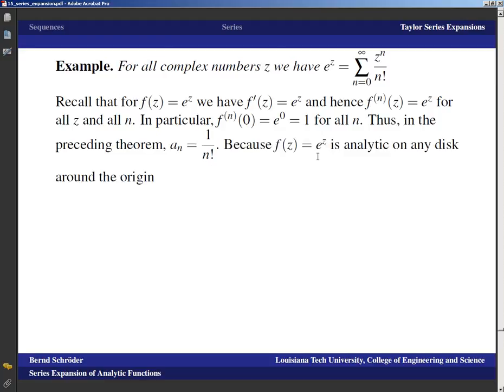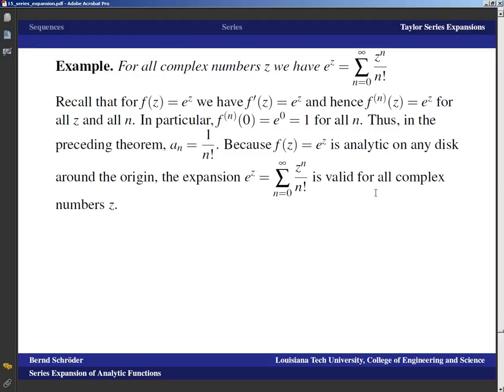And because f of z equals e to the z is analytic on any disk around the origin, the expansion will be valid for all complex numbers, because for any complex number, I can find a disk around the origin that contains that complex number.